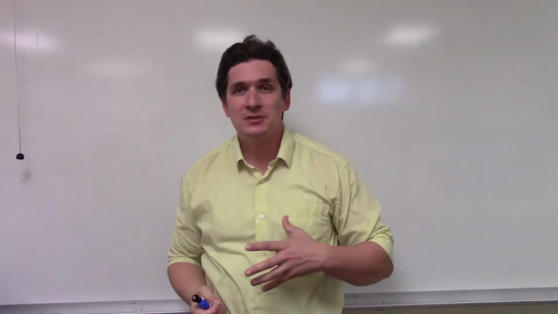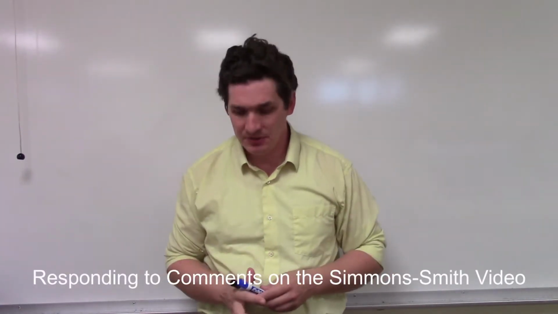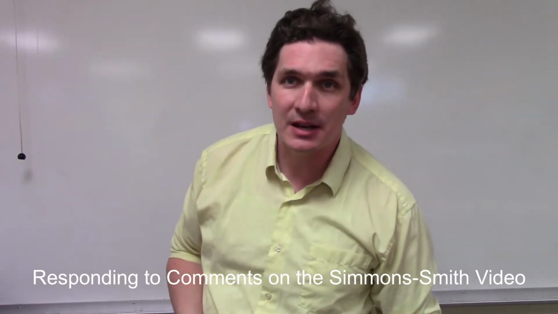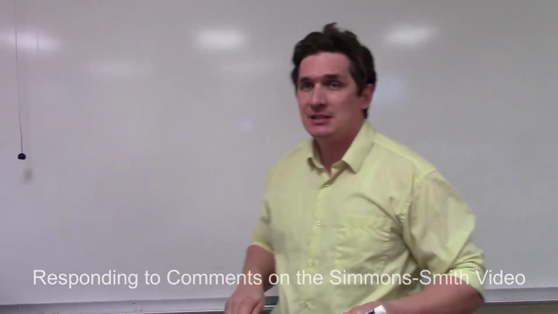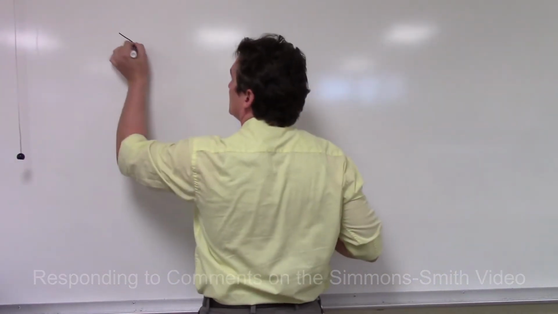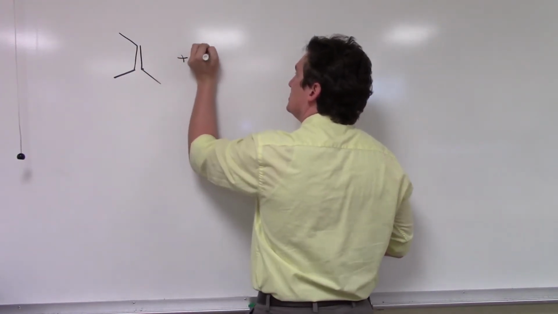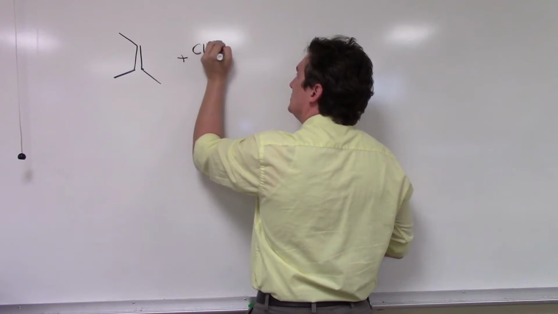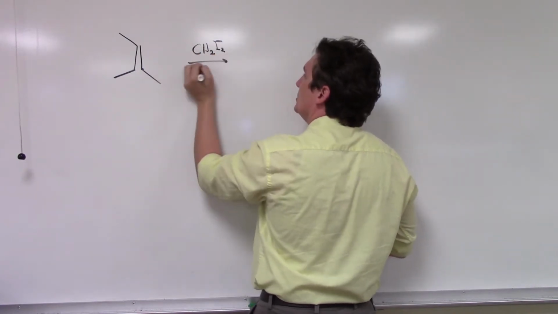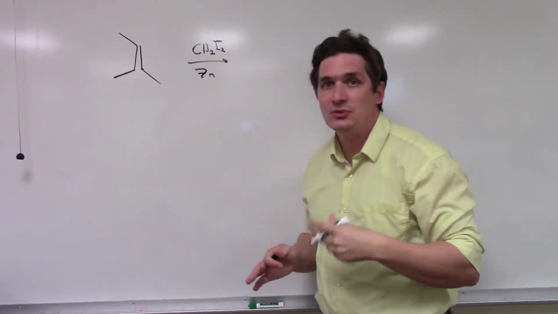So this video is actually a response to a question I got to a previous video on the Simmons-Smith reaction. Actually, a couple of questions got asked about. So one, when we have the Simmons-Smith reaction, and I'll draw just our generic alkene here, and we have our CH2I2 over zinc, and we end up producing two stereoisomers here.